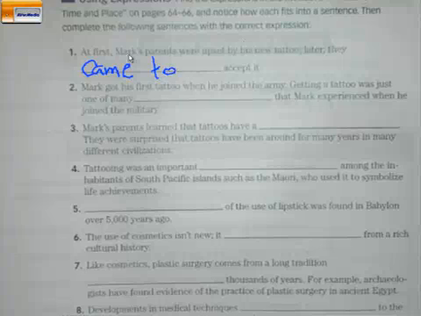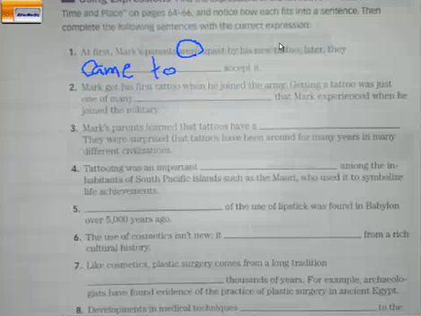So at first Mark's parents were, notice that were here is the past form. So at first Mark's parents were upset by his new tattoo. So the whole sentence already has a tense, and that is the past tense. So you don't say come to, that would be present tense. You need a past tense because the sentence already has tense, and you have to follow that.